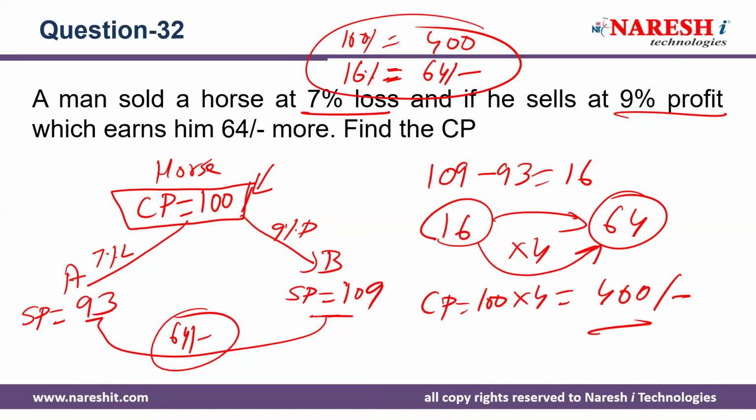One step answer. 7 plus 9. Add 7 and 9. Why do you have to add? Both are in opposite direction. If you add, you will get 16 percent. That 16% equates to the 64 rupees which is given in the question. Then 100% becomes 400 rupees.